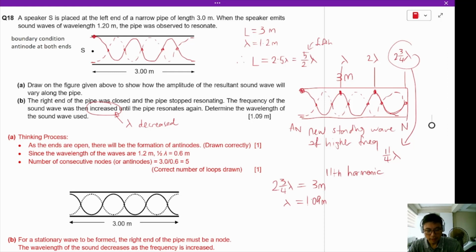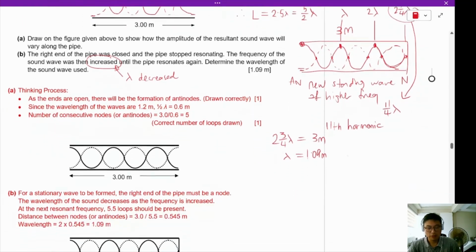Let me just repeat again the process of what I did. Basically, I know that when I close it, the right hand side has to be a node, and then the question says that the frequency was increased. Now if the frequency is increased, it means the wavelength is going to be squashed. So I draw the same diagram, but I squash it a little bit to make space for a node. And then I count the wavelengths. Gotta be careful when counting them. You count 1 wavelength, 2 wavelengths, and 3/4 wavelength. So there's 2 and 3/4 wavelengths in the pipe, and so you can find the wavelength will be 1.09 meters.